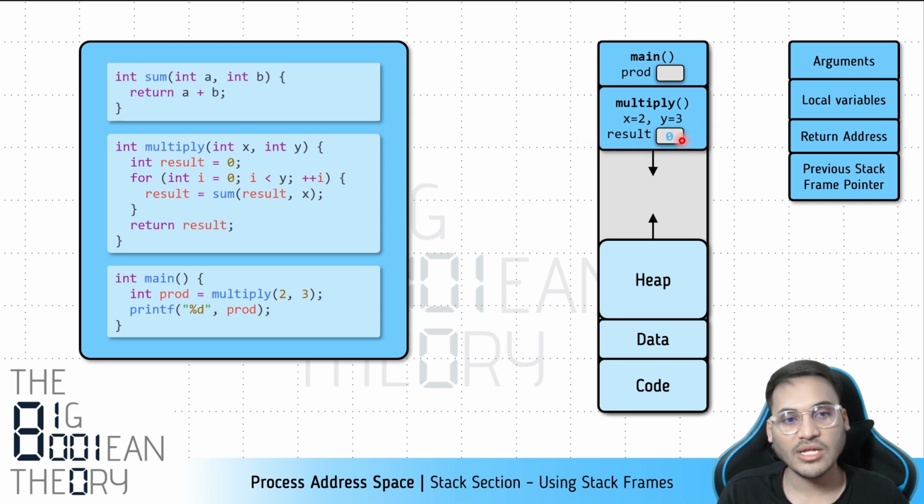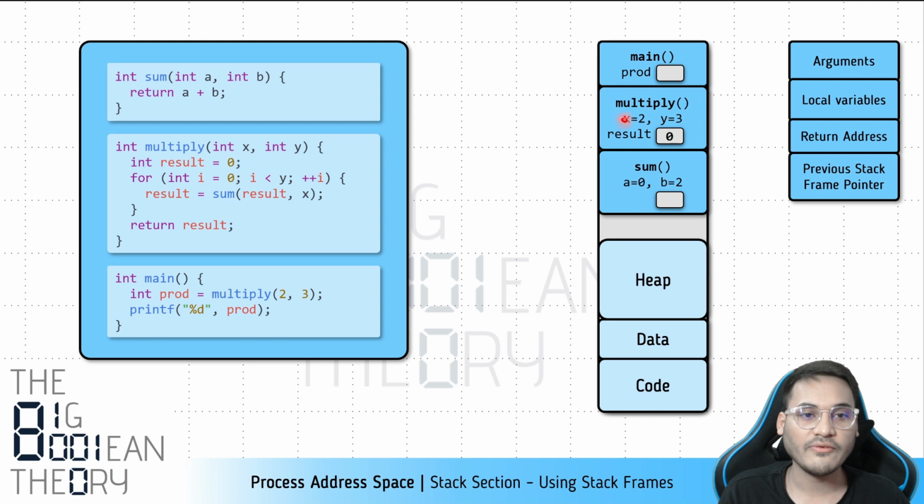Now after the multiply function has been called, it calls the sum function 3 times. So every time it will add 2 to the current value of result. So let's add 2 to 0. Let's call the function sum. So when the sum function is called, we push another stack frame. Sum has two arguments, that is a is equal to 0, the current value of result, and b is equal to 2, that is the value of x that we want to add to result.